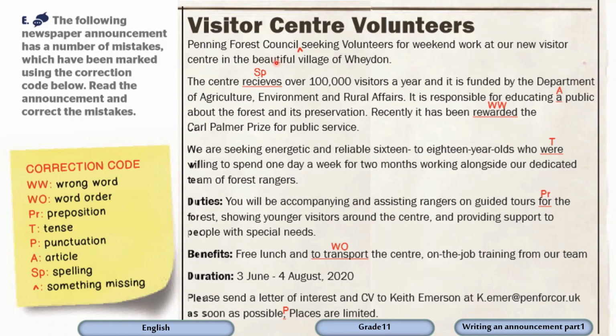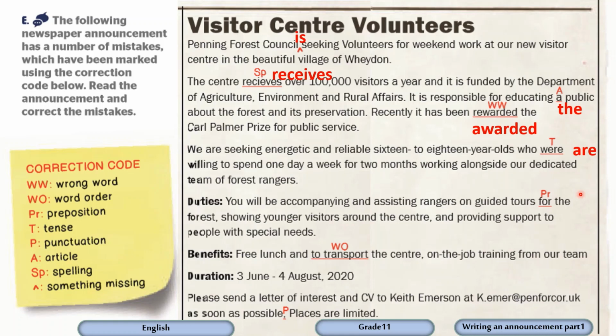So Penny Forest Council seeking. Of course, there is something missing. We say is seeking. Next one. The center receives. SP is a spelling mistake, so the E should be before the I. It is responsible for educating a public. So this is not the right article. The public. And here, recently, it has been reworded. It is the wrong word. We should say awarded.